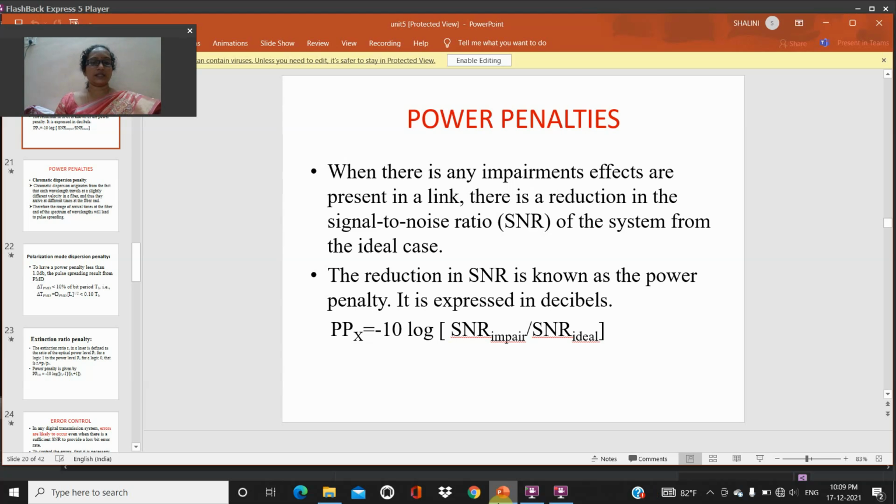The reduction in SNR is known as the power penalty. It is expressed in decibels. So that is, PP is equal to minus 10 log of SNR impairment by SNR ideal.